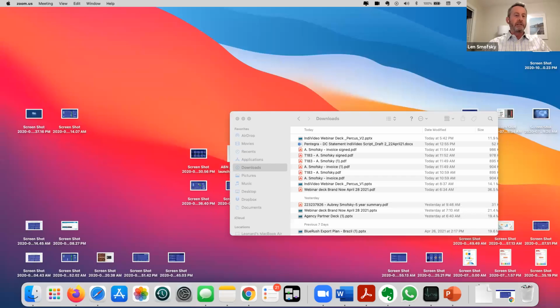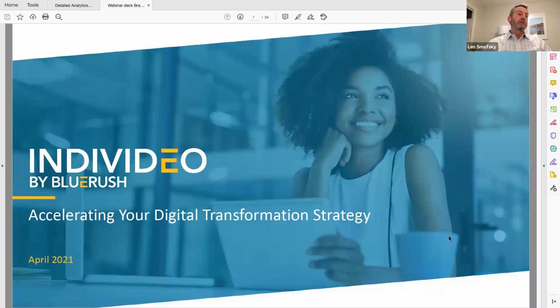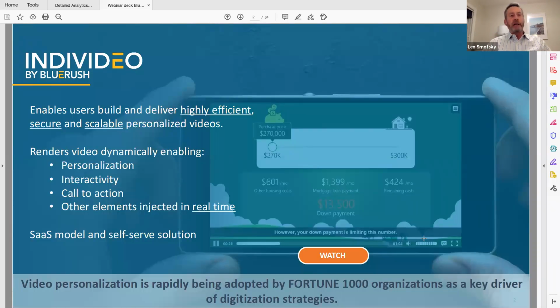So today we're going to look at IndiVideo. This is a digitally driven interactive video platform, right? This is a personalized video platform, and it is driven by data.